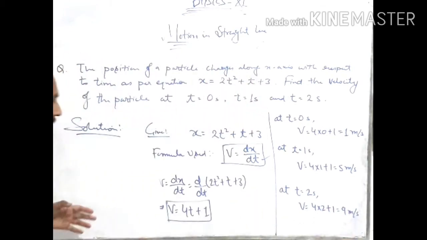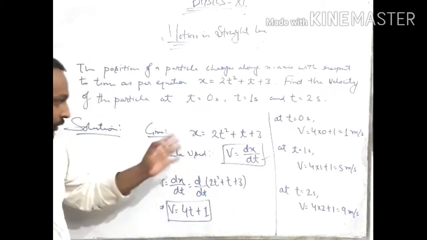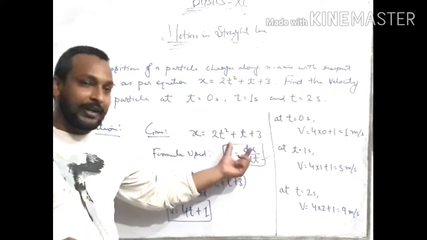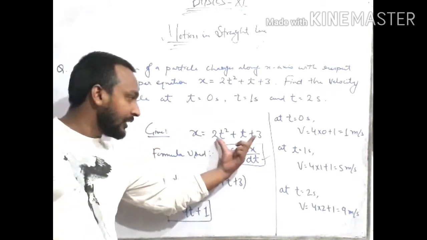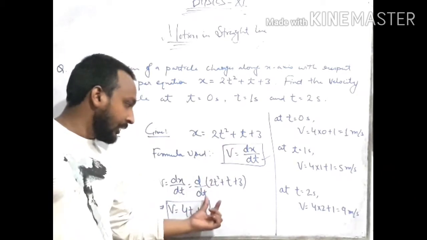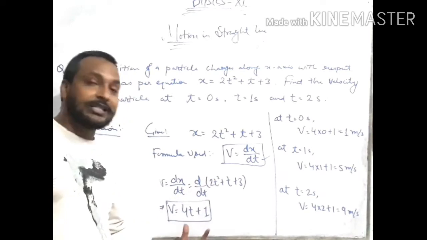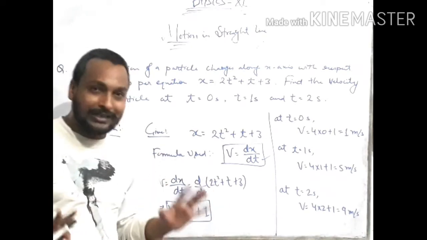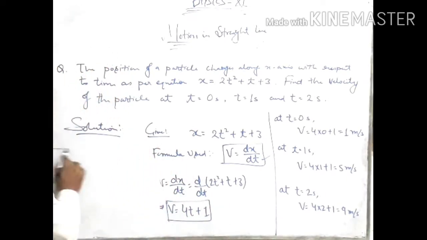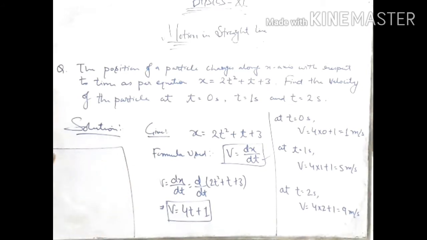So once again, I am trying to make you understand this. Position is given here. You have to differentiate all these terms with respect to t. On differentiation, you will get this value. Now, how to differentiate it? This is a very simple task. I am just explaining a little bit about that here. How to differentiate? See here.